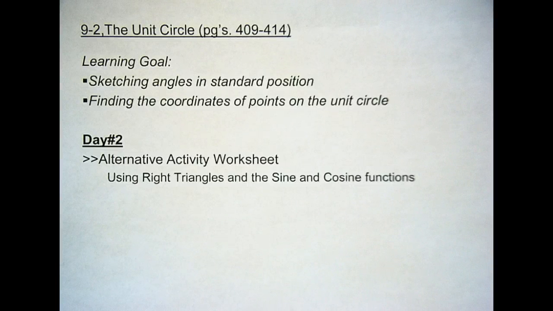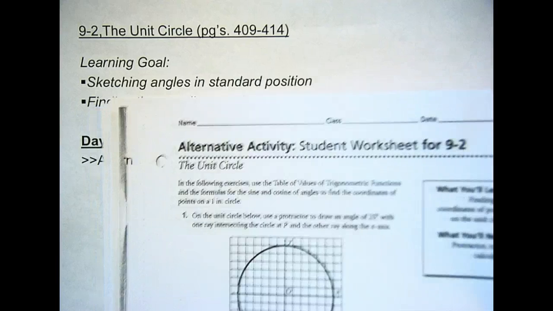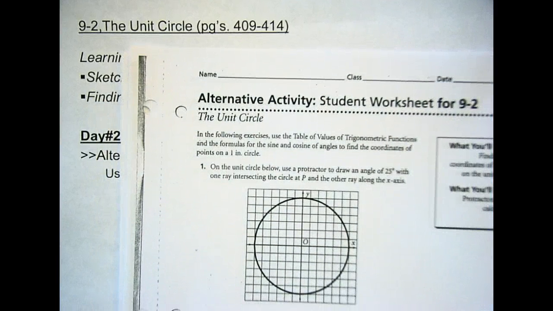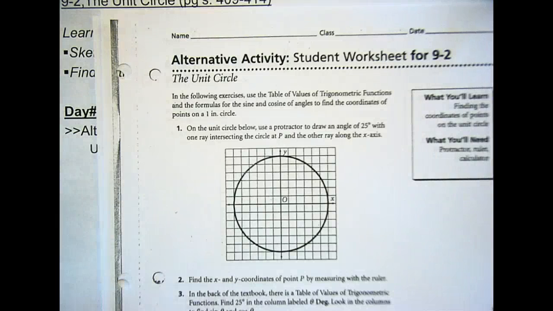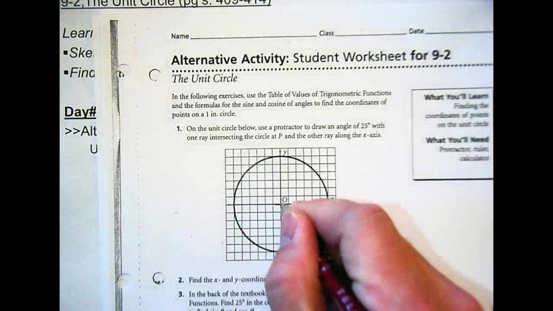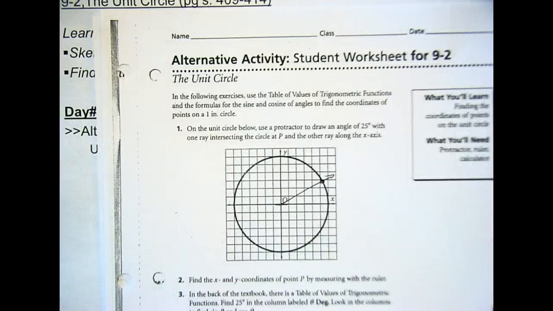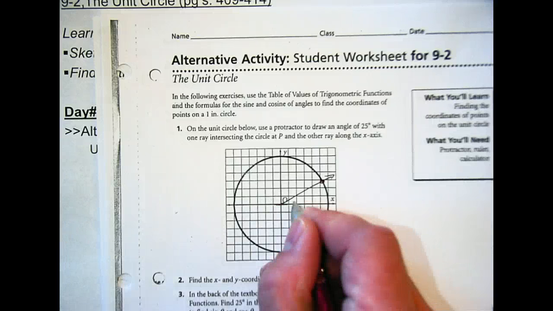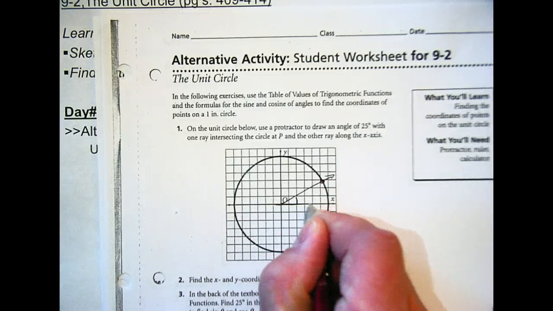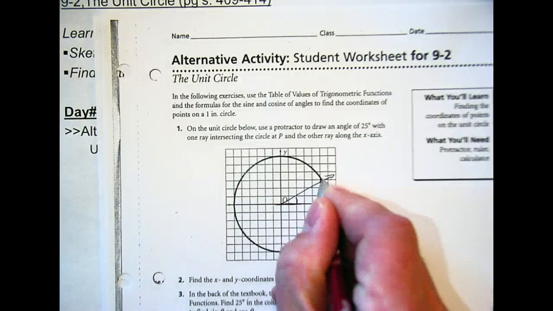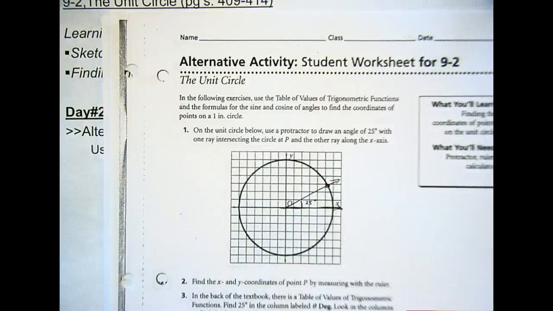But where it says number 1 on the unit circle, use a protractor to draw an angle of 25 degrees on the ray intersecting at point P and the other ray along the x-axis. So when you're dealing with that, it's talking about measuring from the origin an angle that goes out to 25 degrees and hits somewhere out here. Now I highly doubt that that's accurate, since I just threw it in there, but we're looking for 25 degrees from standard position out to there. So I'm looking for a 25 degree angle right there.